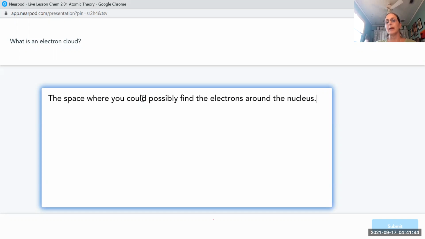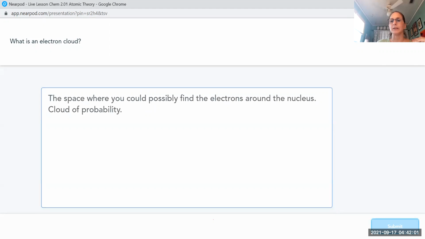So it's not a definite space, it's a cloud of probability, is what they say, okay? So it's like the space where you could possibly find electrons around the nucleus, and it's not definite, but you did a good job on that one. Very good. Okay, good job. Oh, do I submit it? I'll submit mine too. All right.